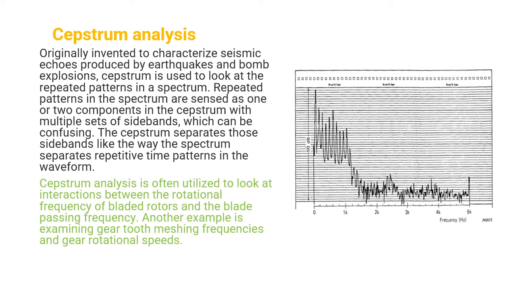Another technique or method is cepstrum analysis. Originally, it was invented to characterize the seismic echoes produced by earthquakes and bomb explosions. Cepstrum is used to look at the repeated pattern in the spectrum. Repeated patterns in the spectrum are sensed as one or two components in the spectrum with multiple sets of sidebands, which can be confusing. The cepstrum separates those sidebands the way the spectrum separates repeated time patterns in the waveform.